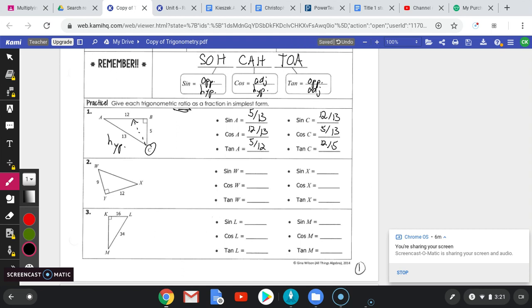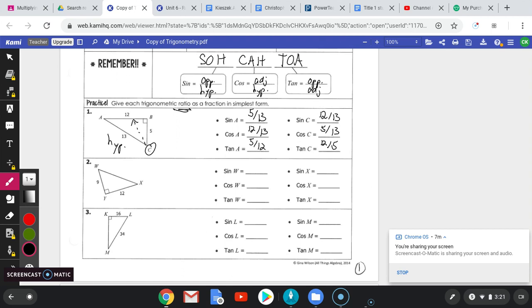And notice too, and this is something that you'll learn next year, notice how the sine of A is the same thing as cosine of C, and the cosine of A is the same thing as sine of C, and then the tangents of each angle are the reciprocal of each other. That's something you'll learn next year, why that is true. And if you are curious, you can always look up why that is true.